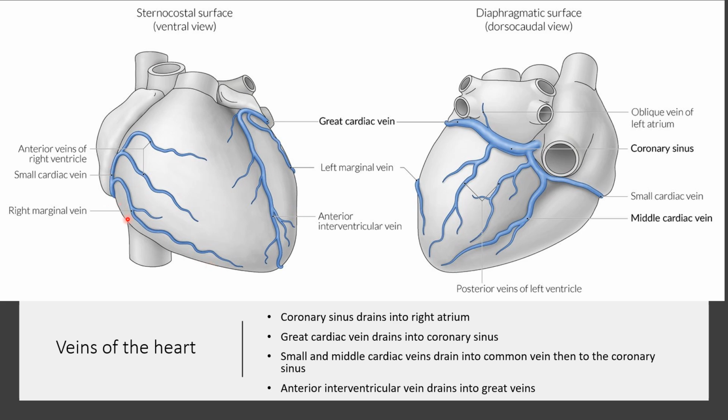As these veins are coming on the margins here, marginal veins, and then you have one between them, which we call the middle vein. And so those are actually all going to come to the coronary sinus.